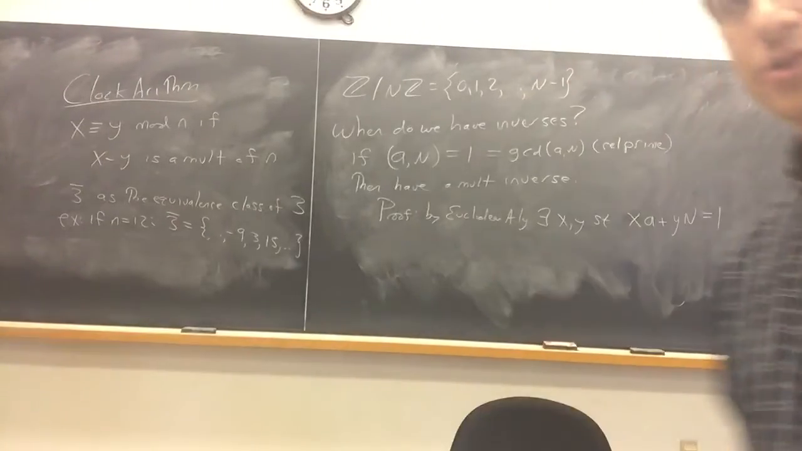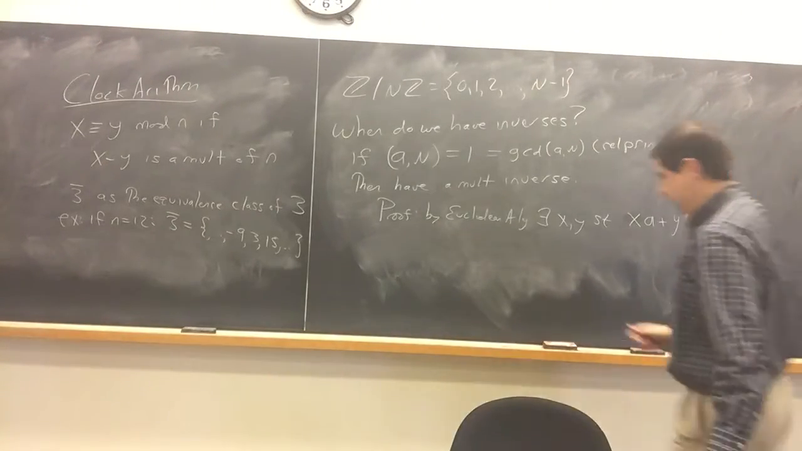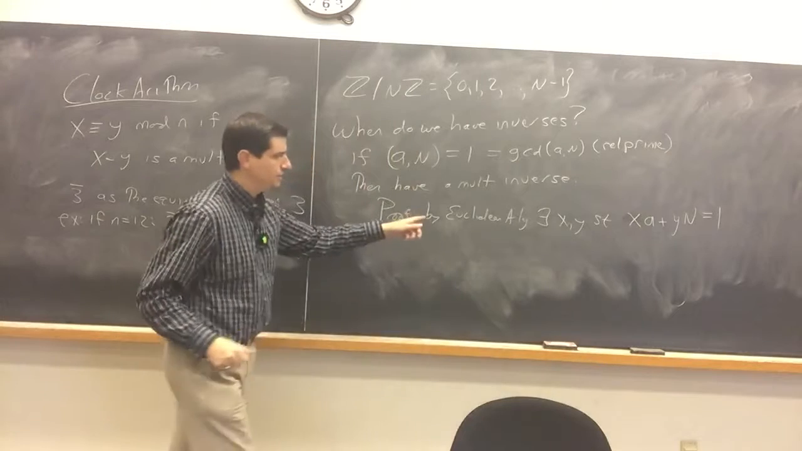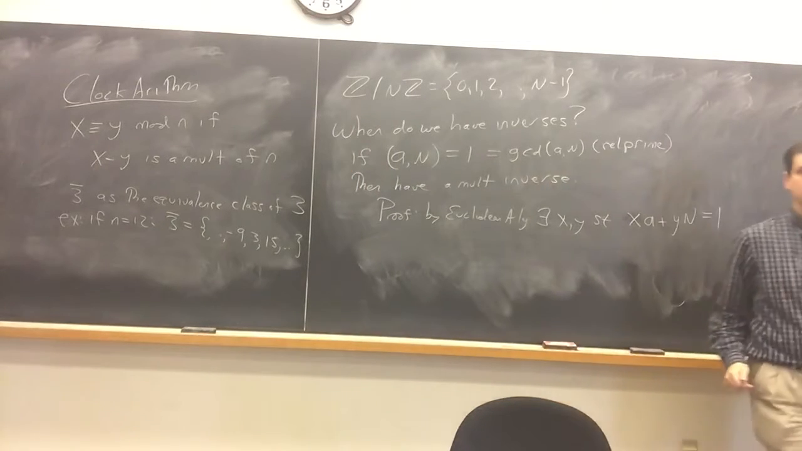So it's having a little issues in terms of focusing. Okay. So by the Euclidean algorithm, we will be able to get a choice of x and y such that this equals 1.